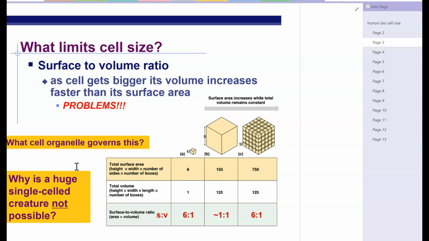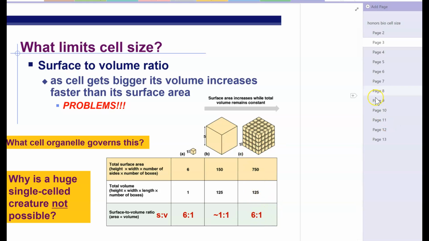And also, it puts a high demand on DNA. A really large cell would require that the DNA does a lot more work, making a lot more proteins than it can handle. As the cell gets bigger, the volume increases faster than the surface area. So if you look at this, the total surface area is 6, the total volume is 1. It's a 6:1 ratio. But here we have a 1:1 ratio. And here again, it's a 6:1 ratio.